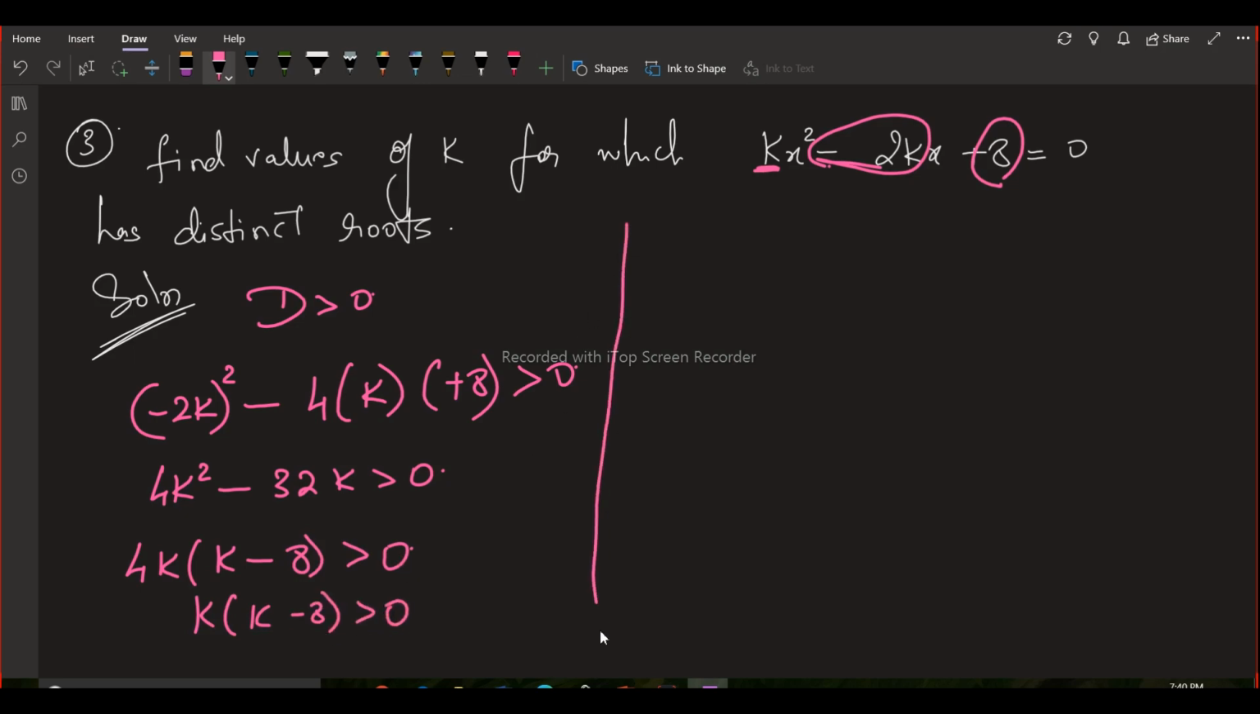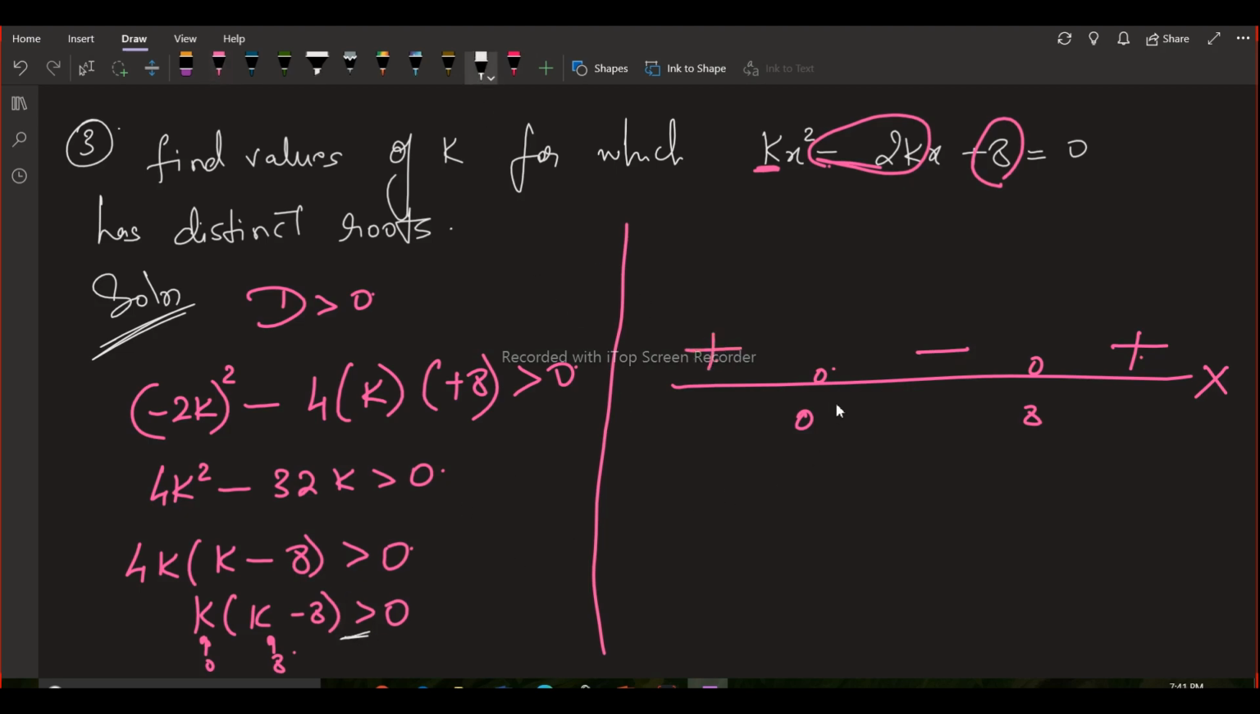Now we can use that wavy curve method. So I'll just draw the x-axis and the roots. This is 0 and this is 8. So 0 and 8 with hollow circles because this is not equal to 0. And as we discussed in the last lecture, after the last root it is plus, then once you cross a root, you change the sign to minus and then plus. Now, what we need is greater than 0. So where there is greater, here there is greater, and here there is greater. So that means k is less than 0 or k is greater than 8.